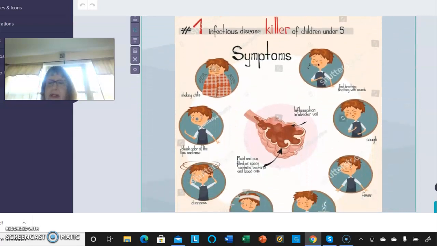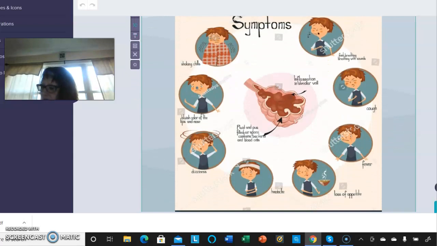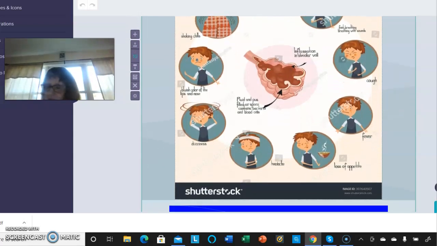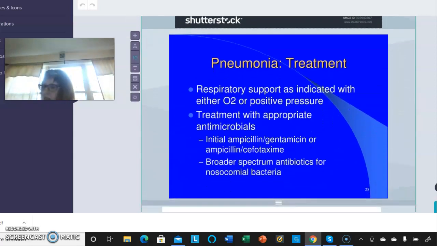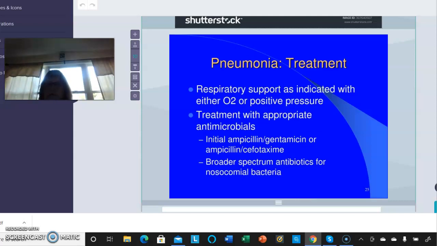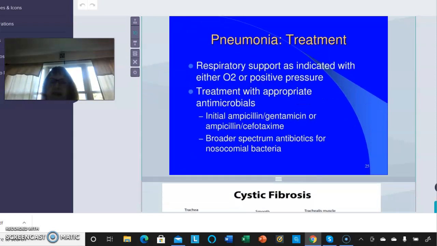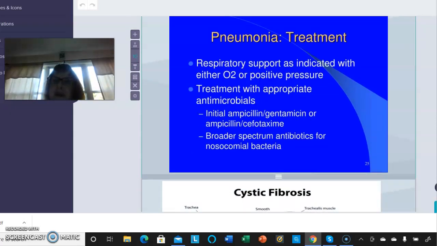Some symptoms of pneumonia are a productive cough, pain in the chest, vomiting, diarrhea, decreased appetite, fatigue, fever, stomach pain, chills, breathing faster and harder, headache, and fussiness. The diagnosis of pneumonia is usually based on a physical exam, a chest x-ray, a blood test, sputum culture, and pulse oximetry. For treatment, respiratory support is indicated with either O2 or positive pressure. Treatment is with appropriate antimicrobials, ampicillin or gentamicin.